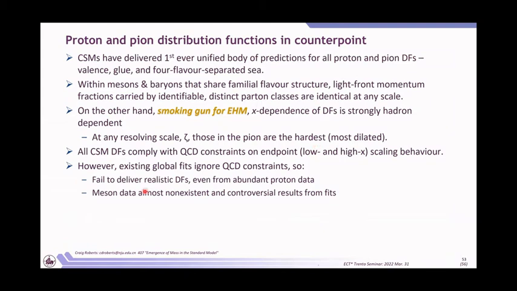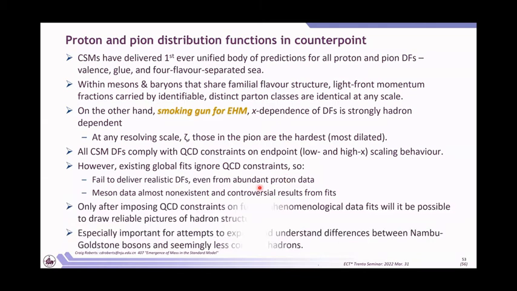The problem we have is that existing global fits ignore these QCD constraints, so they fail to deliver realistic distribution functions even from the abundant proton data. And since meson data is almost non-existent, we have very controversial results from those fits. So the suggestion is very strongly that we should impose QCD constraints on future phenomenological fits so that we can draw reliable pictures of hadron structure. And this will be extremely important if we want to understand differences between Nambu-Goldstone bosons and what might seem to be less complex hadrons, such as the proton.